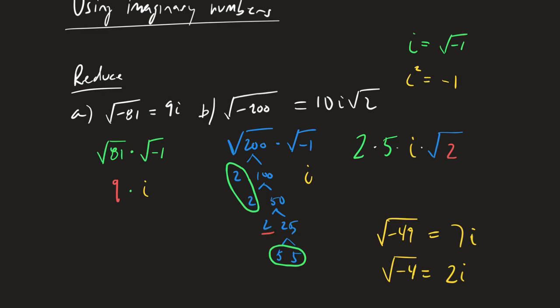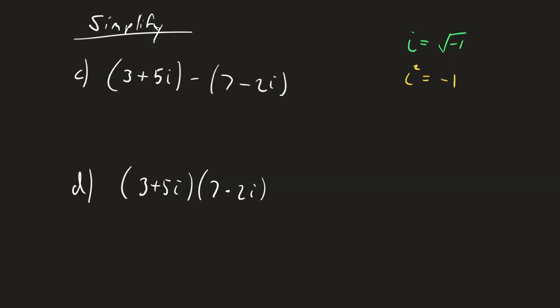Let's look at another thing we can do with these. Here we're just simplifying some expressions, and these are really just simplifying the way we've always been simplifying, either combining like terms, distribution, things like that. So essentially, almost just pretend this is like 3 plus 5x minus 7 minus 2x.